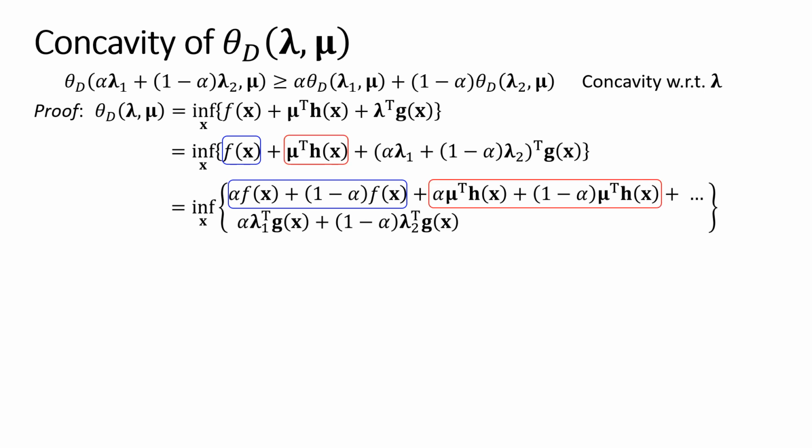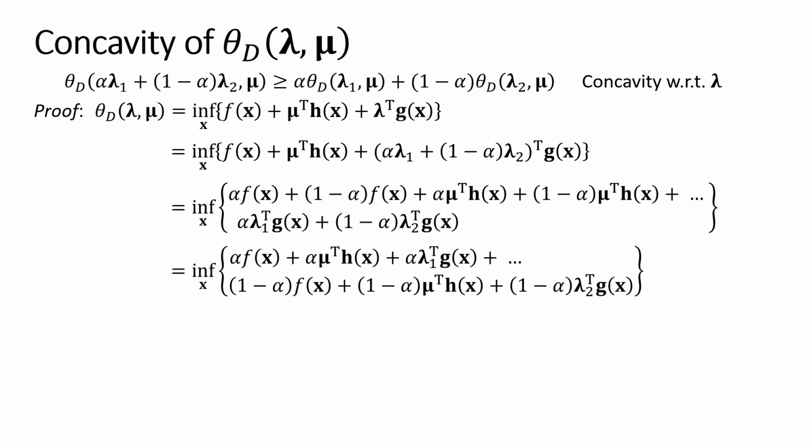And I've done the same thing with the second term, mu transpose h of x. So I have here the infimum with respect to x of alpha f of x plus 1 minus alpha f of x plus alpha mu transpose h of x plus 1 minus alpha mu transpose h of x. And the third term, I simply open up the parentheses. So I get plus alpha lambda 1 transpose g of x plus 1 minus alpha lambda 2 transpose g of x, which is equal to this.